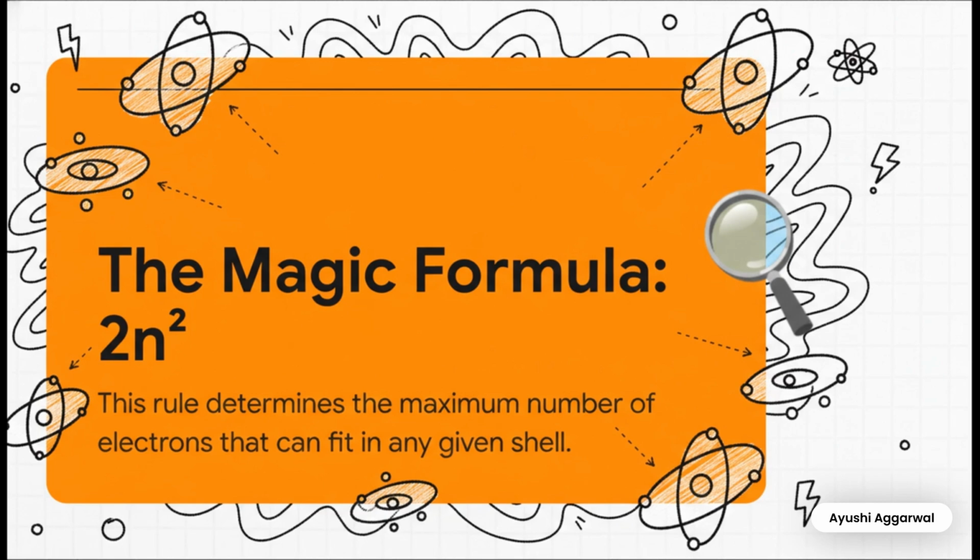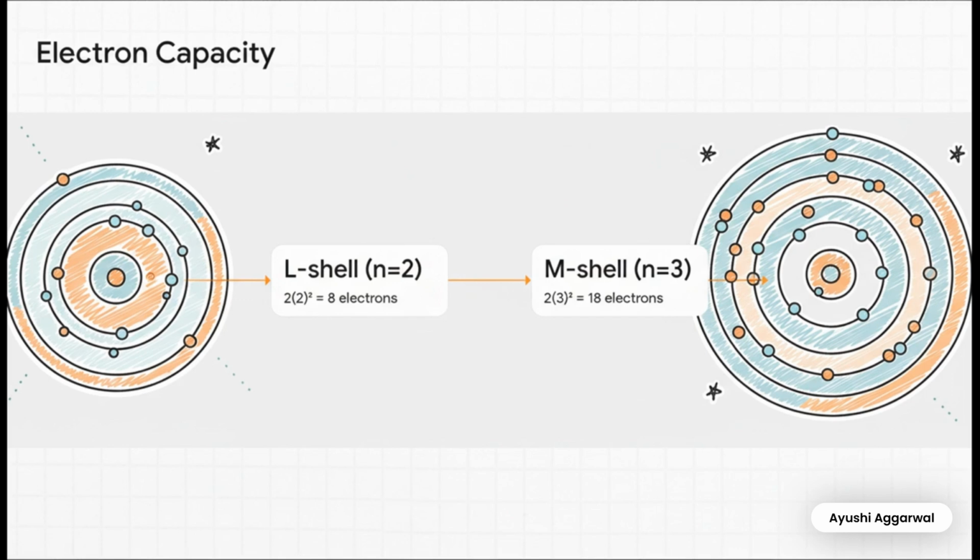And that letter n there, it's just the shell number. Simple as that. Let's actually put that formula to work and see how easy it is. So for the K shell, that's the first shell, right? So n is 1. We plug that in. 2 times 1 squared, that's 2 electrons, max.